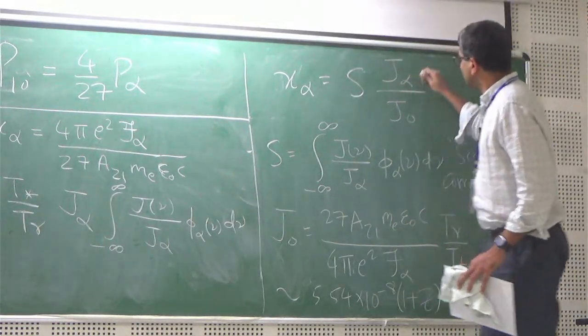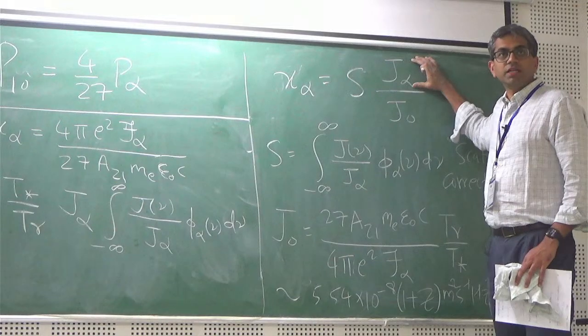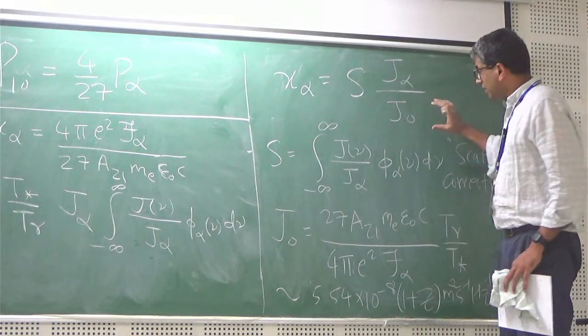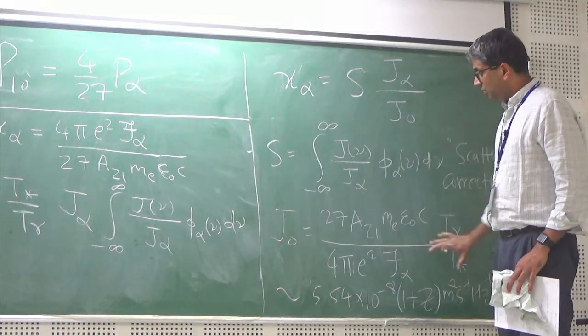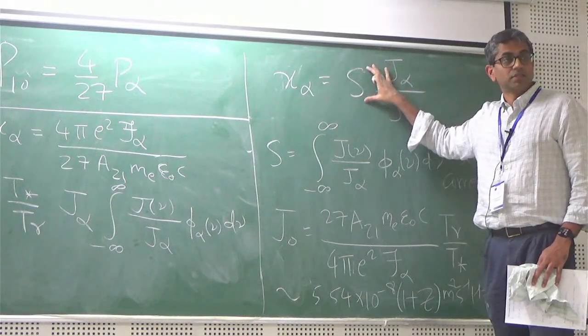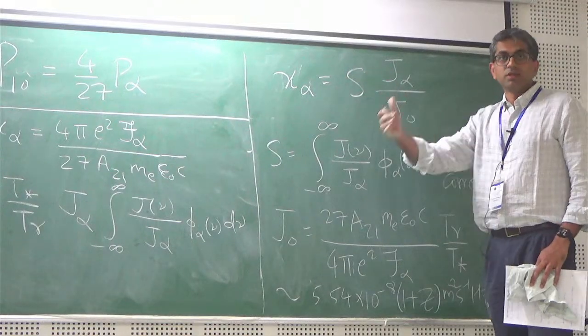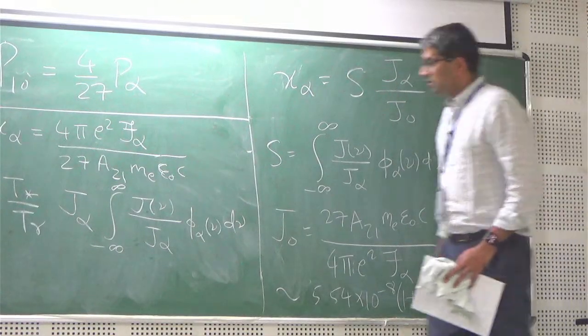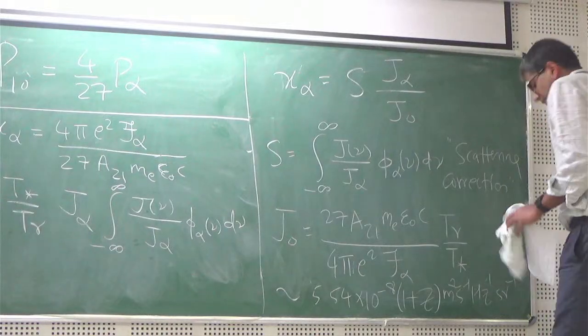Okay, so you see what has happened? We get J alpha in our naive calculation. We have to divide that by J0 and multiply it by the scattering correction S to get the accurate J alpha. Okay. Now it turns out that I'll come to that too.